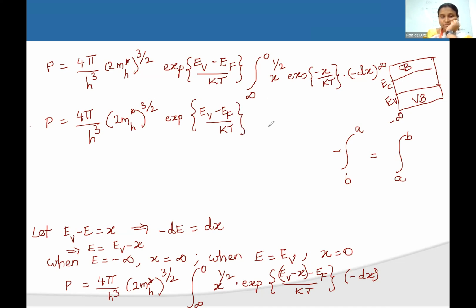So now the limits will get changed from 0 to infinity. Okay, ma'am. So the limits are changed from 0 to infinity, x to the power of half, exponential minus x by kt dx. So there is no minus now. Why is there no minus? Because I have changed the limits.